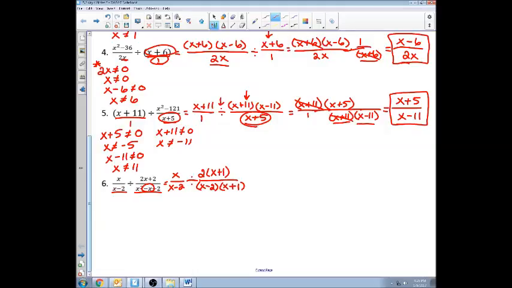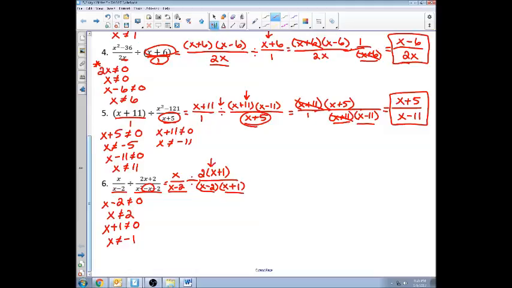Now that I have everything as factored as I possibly can, I need to go ahead and get my restrictions. I have this x minus 2 and another x minus 2, which means I only have to work with that one time. X minus 2 cannot equal 0, which means x cannot equal positive 2. I have this x plus 1, so x plus 1 cannot equal 0. That means x cannot equal negative 1. Now that I have everything factored, I've stated my restrictions.